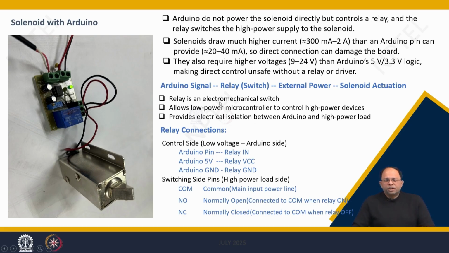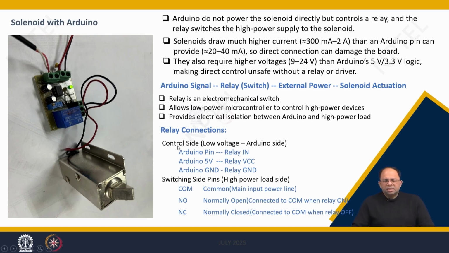So a relay is an electromechanical switch, we can say. It allows low power microcontrollers to control high powered devices. So if we want a smart control system for the lights in our room or some motors, then we can use relays in between Arduino and those high powered circuits, and it provides electrical isolation between Arduino and the high power load. This is very commonly used because one is a digital microcontroller circuit that cannot directly connect to normal electrical devices. So this is where a relay switch comes into play.